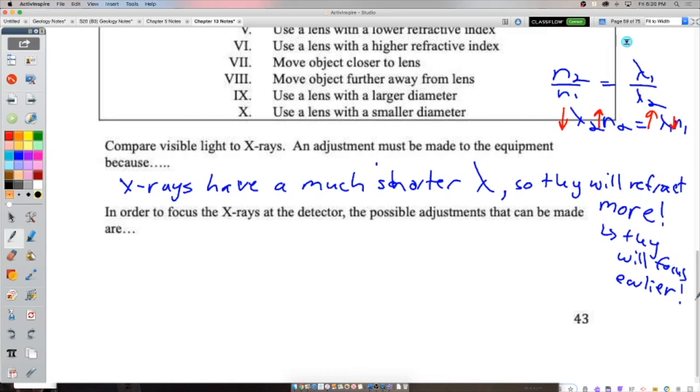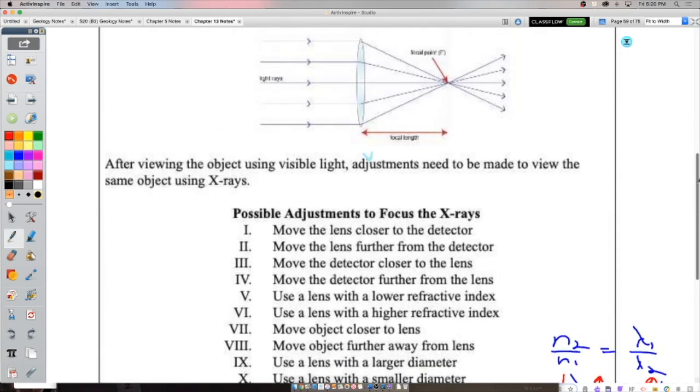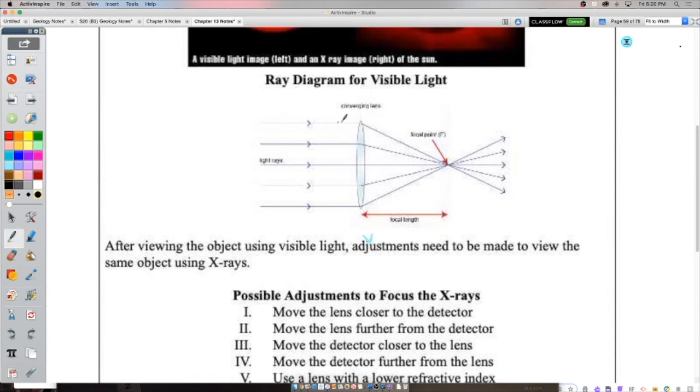So how do we fix this? Or first, let's visualize it. What are X-rays going to do? They're going to focus too early. So they're going to come in parallel from the sun, and then they're going to bend more than visible light would. That one's still going to go through the middle, bend more, bend more. So it's going to focus too early, right?